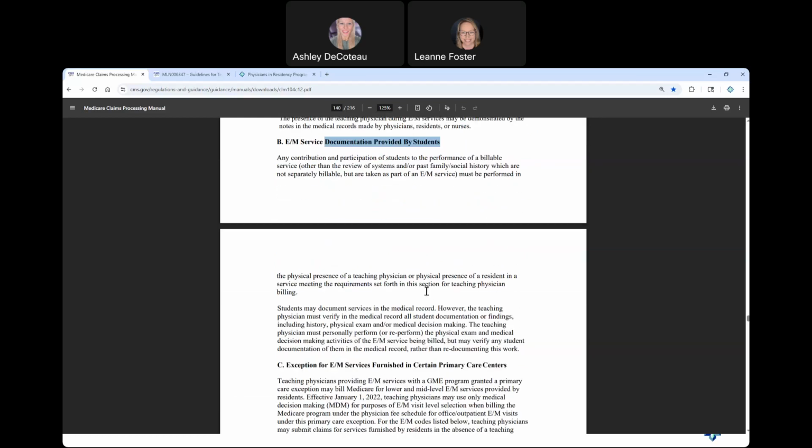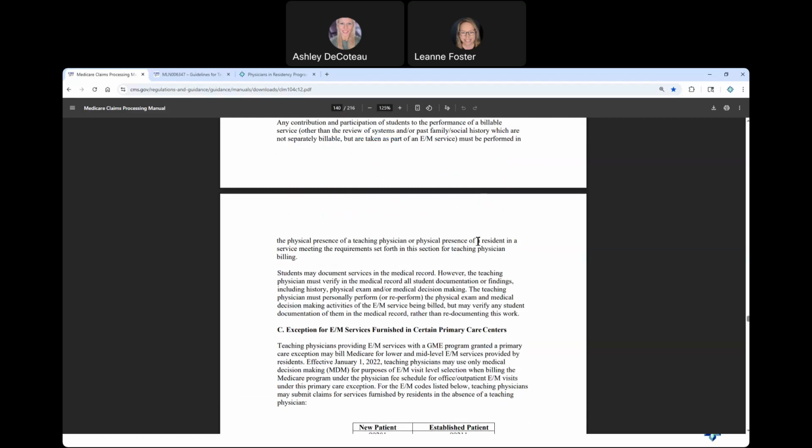And then the last one I'll point out is the exception for E&M services furnished in certain primary care centers. And I'm not going to go through this whole manual, but I did want to point these sections out, which have information related to what I'll be presenting today, in case you want to refer back to this manual later. So I'm going to head back to the presentation.